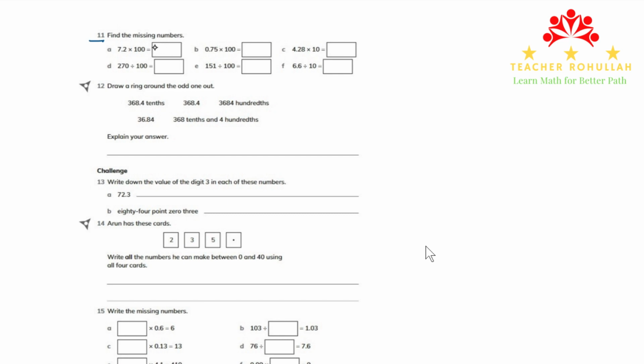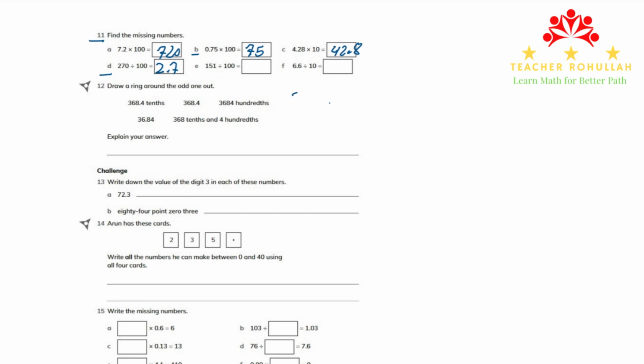Find the missing number. When we multiply a decimal by 100, the decimal point moves 2 places to the right. So 7.2 times 100 will be 720. In part B, we have 0.75 times 100. So the answer will be 75 because the decimal point moves 2 places to the right. In part C, the number is 4.28 times 10. So if we multiply, we will get 42.8. In part D, 270 is divided by 100. When we divide 270 by 100, we get 2.7.